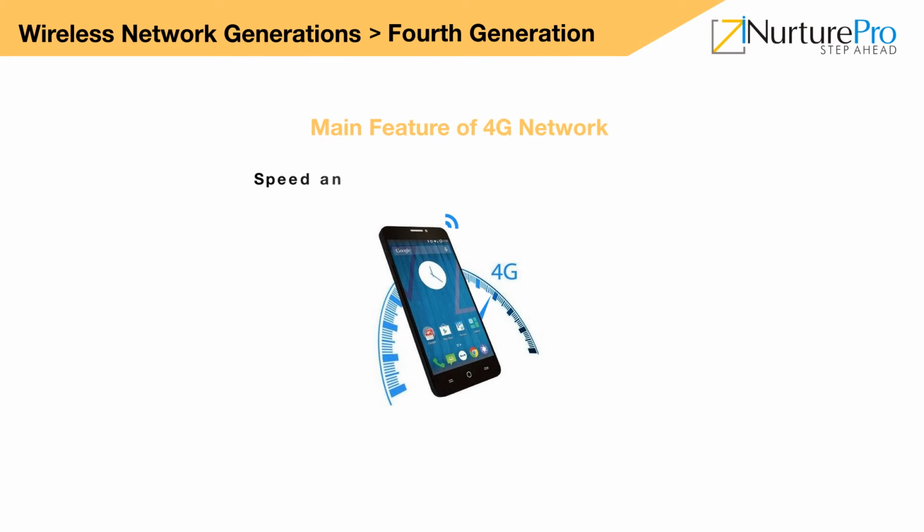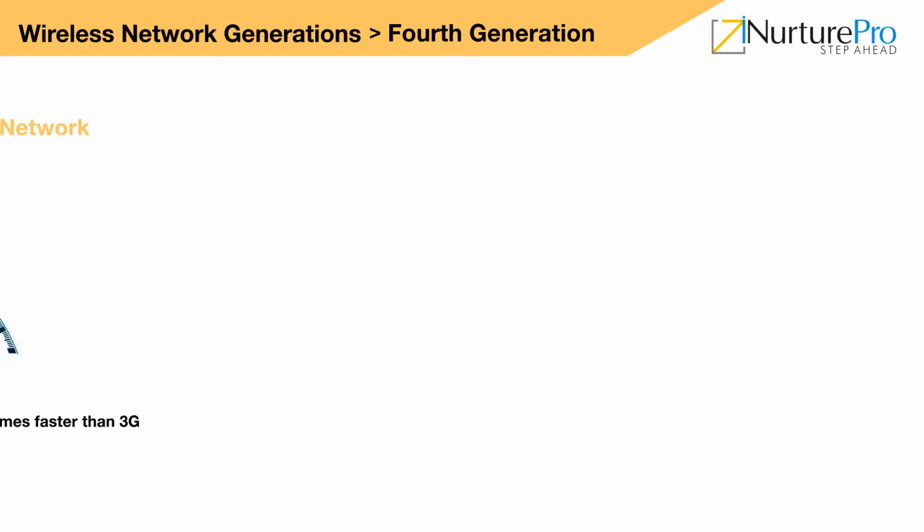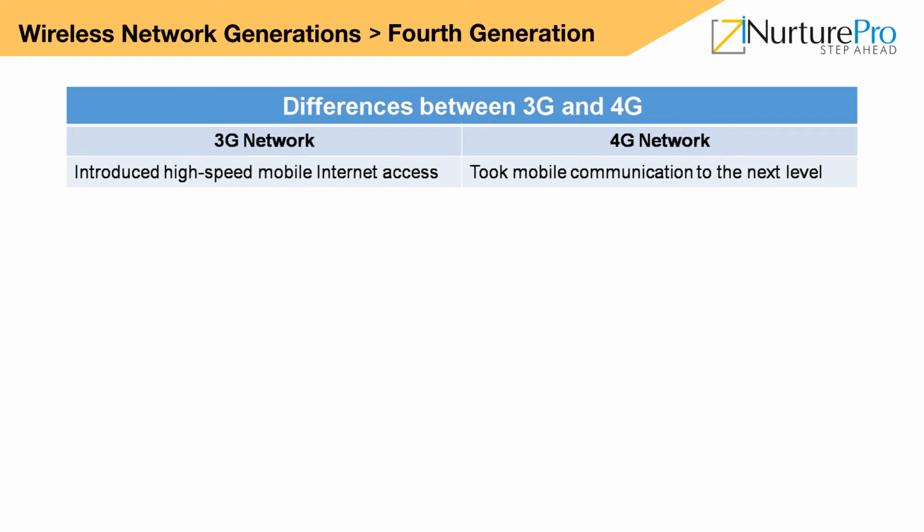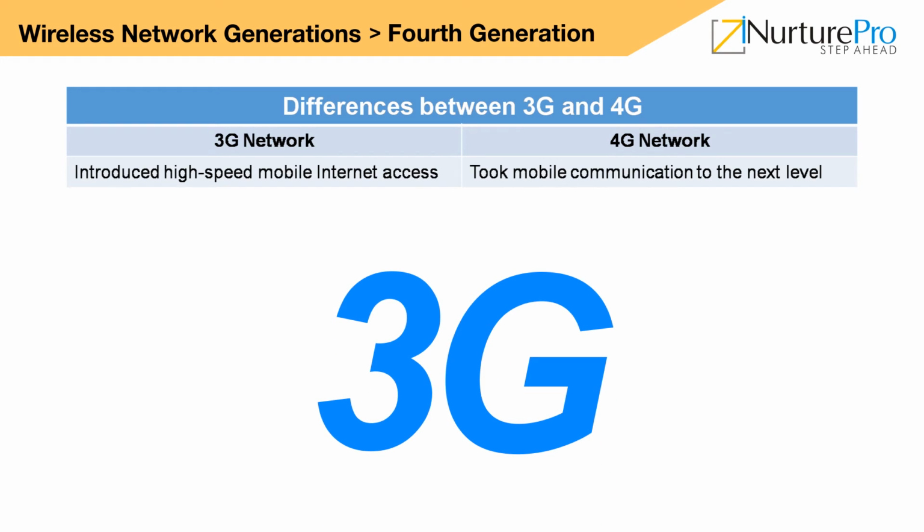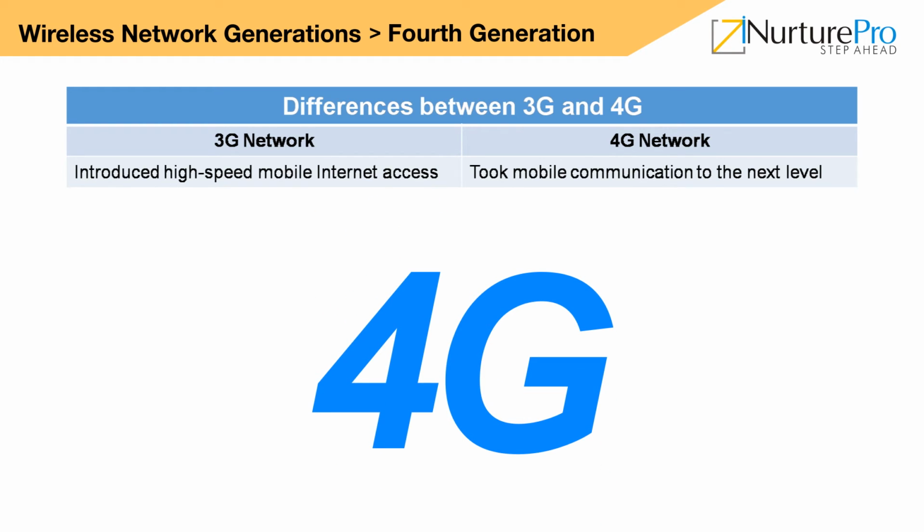The main feature is speed and reliability. The 4th generation smartphone enables download of files at a speed 10 times faster than the 3rd generation. The 3rd generation wireless system introduced high-speed mobile internet access, while the 4th generation wireless system might take mobile communication to the next level. 4th generation speeds are required for mobile phones such as smartphones and tablets.